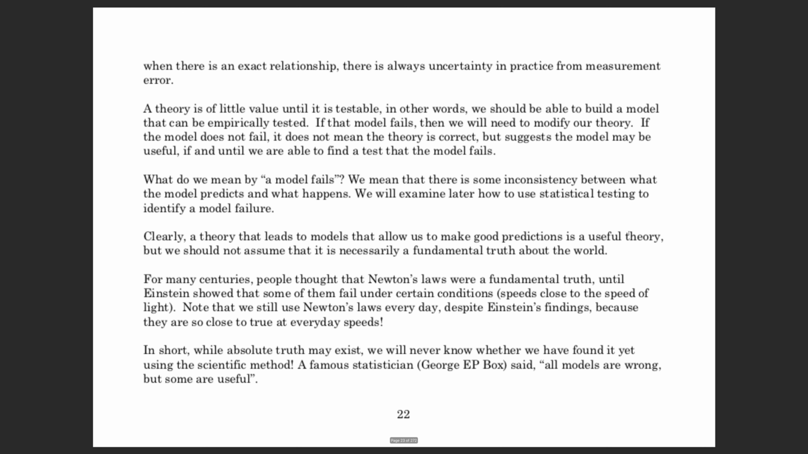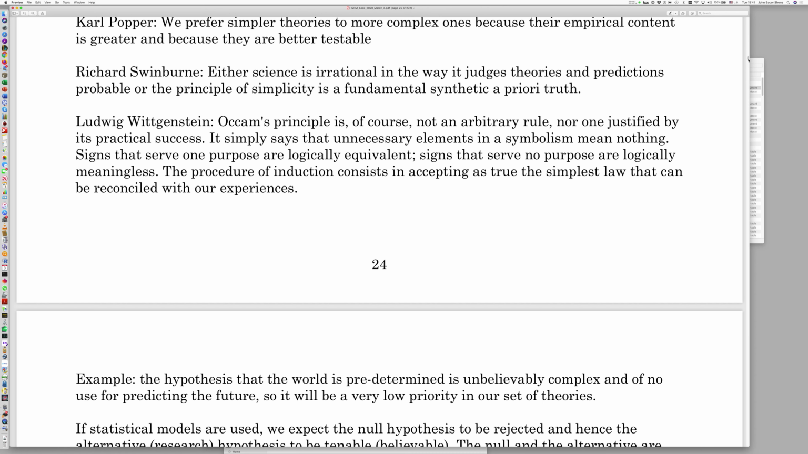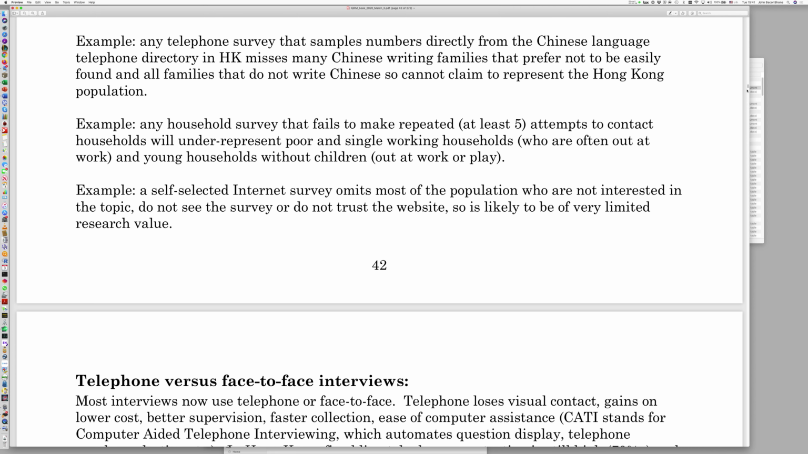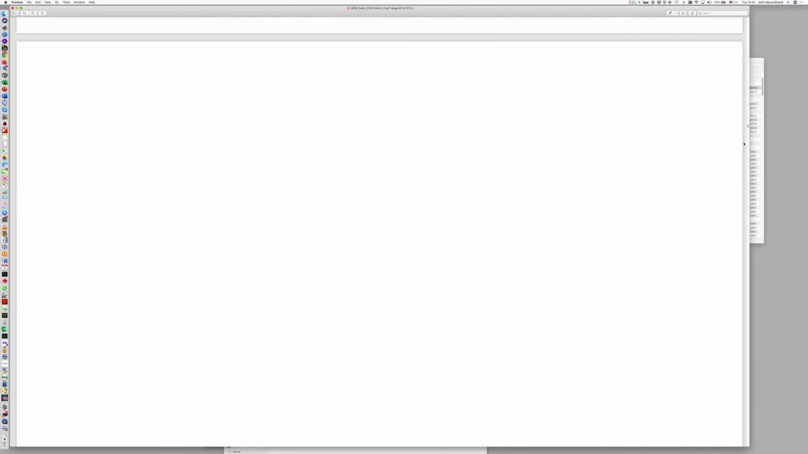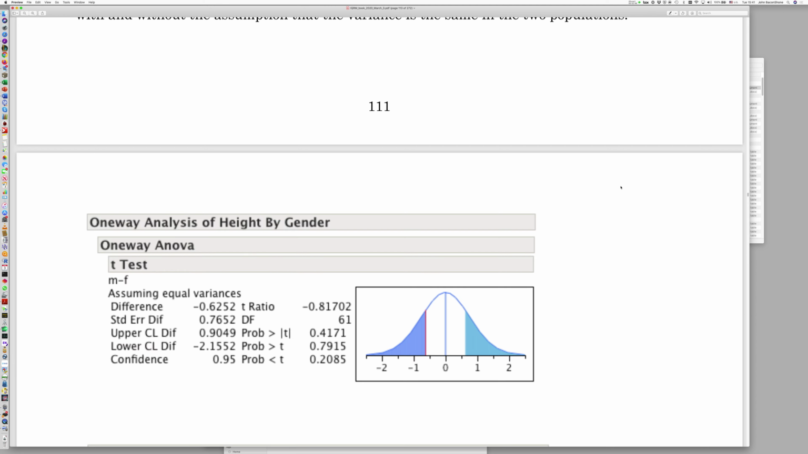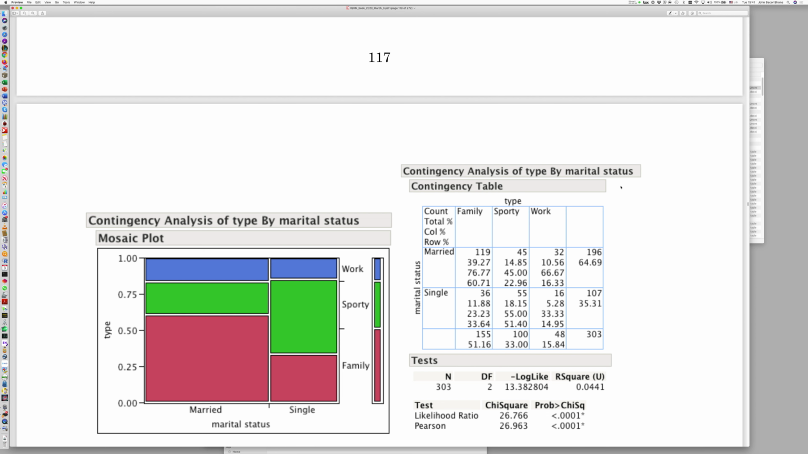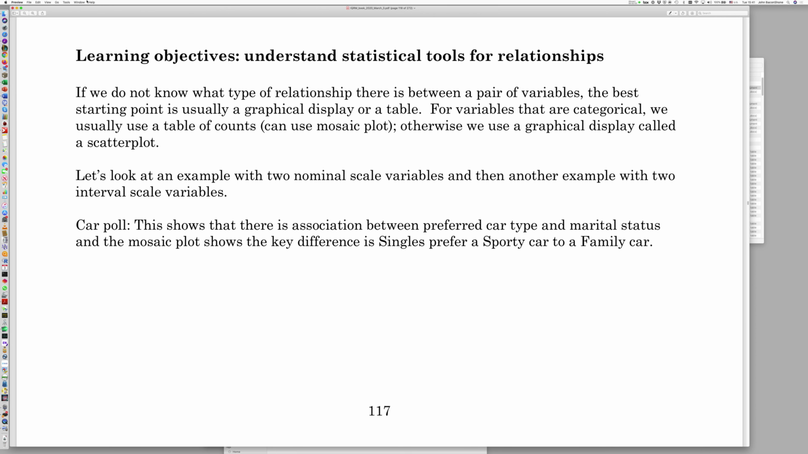Let me just quickly scroll down to there. So page 117 is, okay, let me go back to full screen so we can see it as clearly as possible.